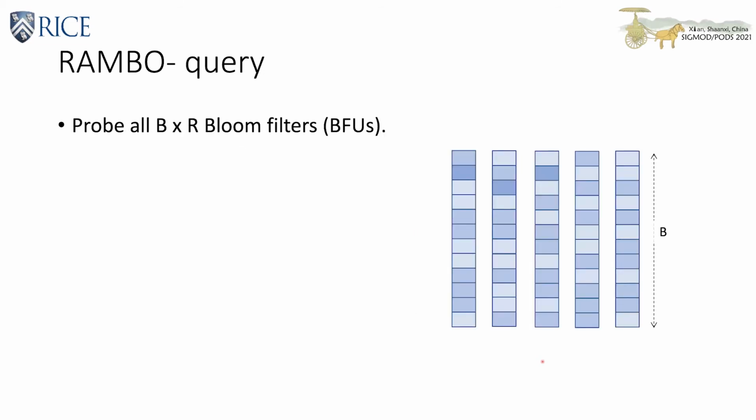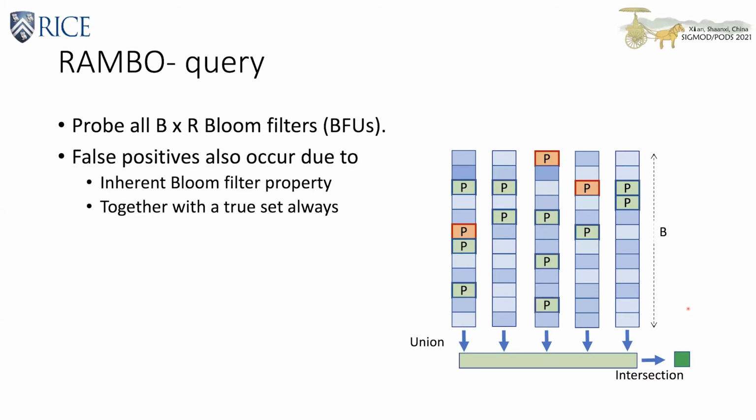Once we have an index, the query is done by probing all the B times R Bloom filters. We combine the set IDs of all the returned positives from each repetition and get the common set IDs across repetitions using an intersection operation. This can even be done by an equivalent AND operation over bit arrays. Note that we'll also get false positives here. This can either be because of the inherent Bloom filter property or the occurrence of two or more sets together in all repetitions.